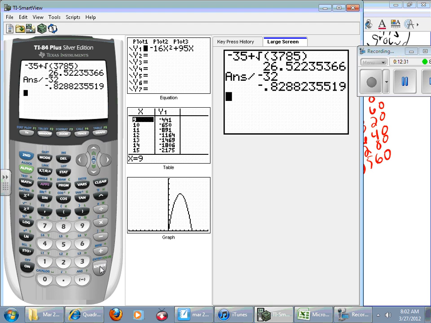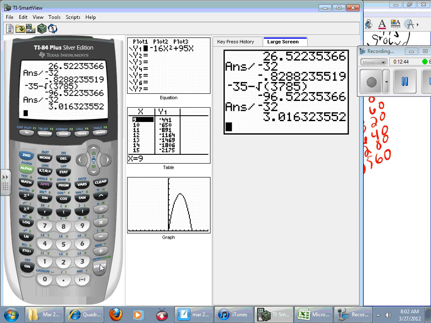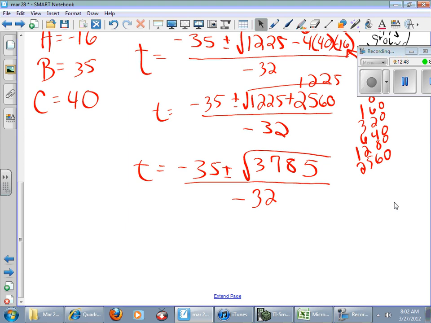And so then I'm going to go second enter to get back there. Change that sign in front of the square root to a minus. And then divide by negative 32. And I'm going to get that number that's just a little bit more than 3 seconds. So, rounding to the nearest hundredth, I would say that t is approximately 3.02 seconds. So in other words, it'll take just over 3 seconds for that ball to hit the ground. Okay, to whomever I'm throwing it to.